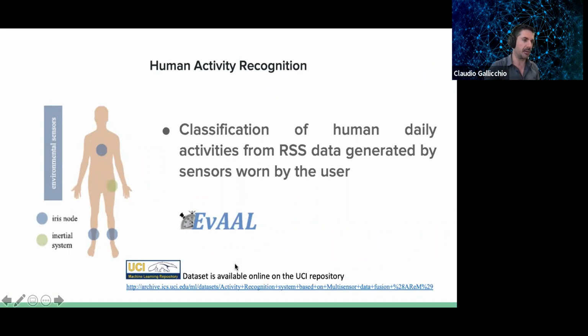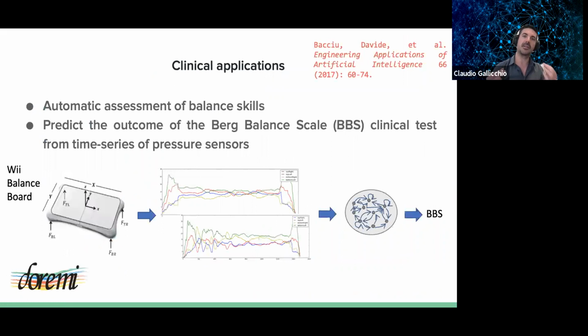And also we participated in a competition. We arrived in second place, so it was quite good because the system was really lightweight. But also in another project that was called Doremi a few years ago, we applied this same idea for clinical applications. So in this case, we wanted to implement on a very small device, like in this case, a Nintendo balance board, the logic of a neural network that was able to predict the outcome of a clinical test. In this case, an automatic assessment of the balance skill of the human.